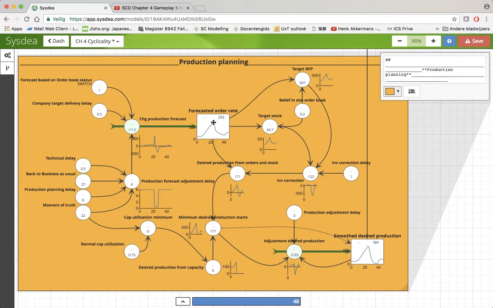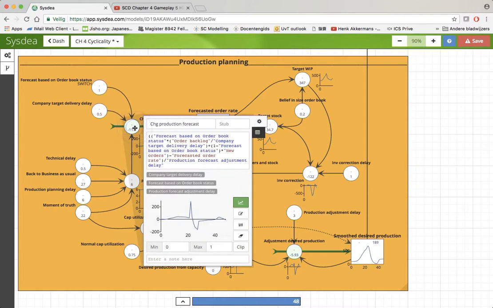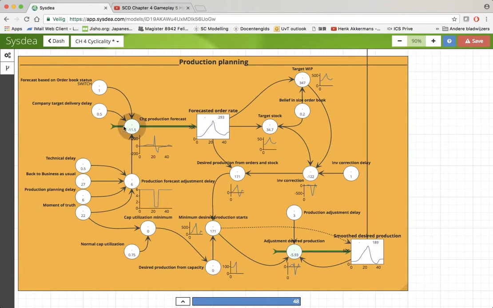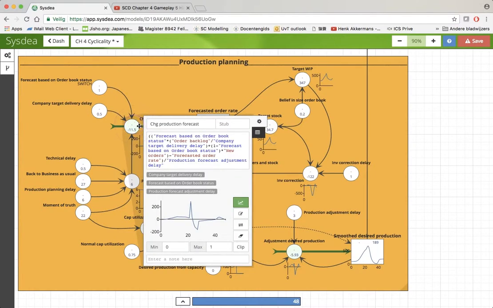The forecasted order rate comes from the production forecast. And the production forecast basically comes from the order backlog. Not shown in here, but shown in the formula: order backlog divided by target company delivery delay. That's how much you want to be able to produce. How much is in the order backlog divided by the production delay. There are, again, some exceptions here.